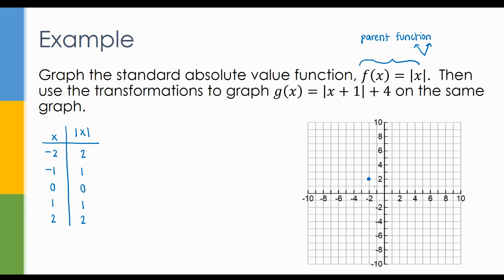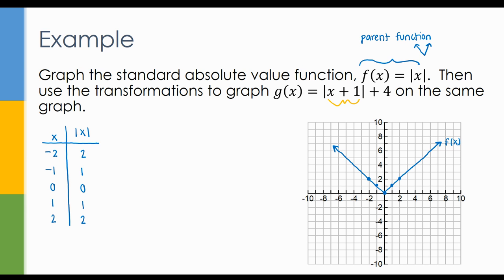So I'm going to plot those. -2, 2, -1, 1, 0, 0, 1, 1, 2, 2. So if I start connecting those points, here is my function. I'm going to label it. Here's my f of x function. Okay, now on the same graph, I want to graph this g of x function.